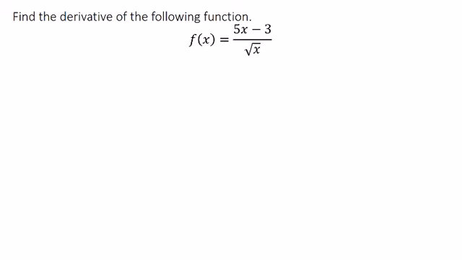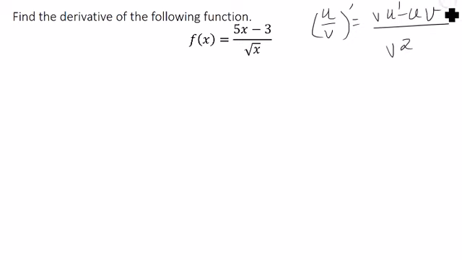Okay, next question is to find the derivative of the following function. And this function is a quotient, so you can use the quotient rule, or you can simplify this and use the regular rule. Either way is fine. So using the quotient rule, it looks like (u over v) prime equals, over v squared, v times u prime minus u times v prime. Again, you can use the prime notation or the Leibniz notation on the left side, but on the right side the prime notation looks easier to write.